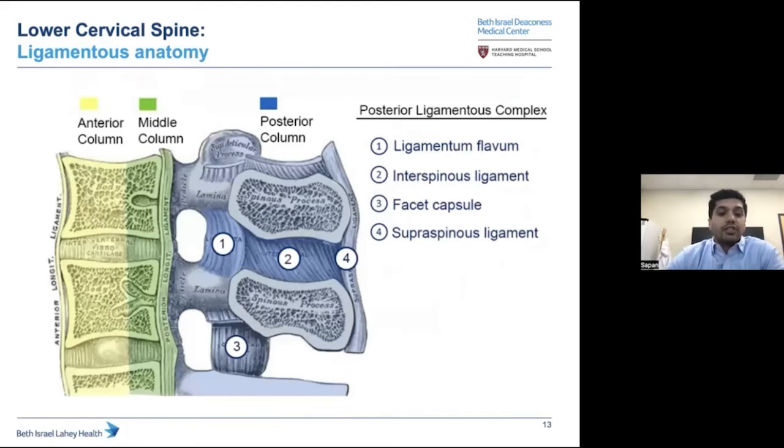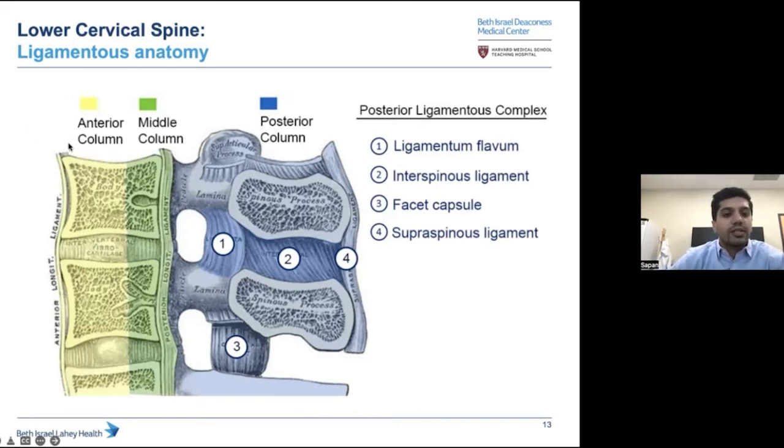So switching gears to the ligaments. This is a diagram of the ligamentous complexes. It's important, one, to understand what the ligaments are, but two, also to understand what determines stability. The model of stability in the spine is a, quote, column model. Denis popularized this model, and it separates the spinal column into three distinct columns for stability purposes.